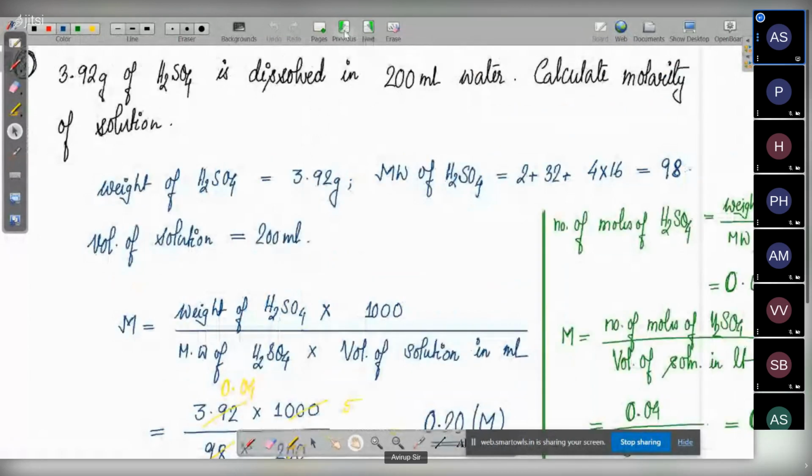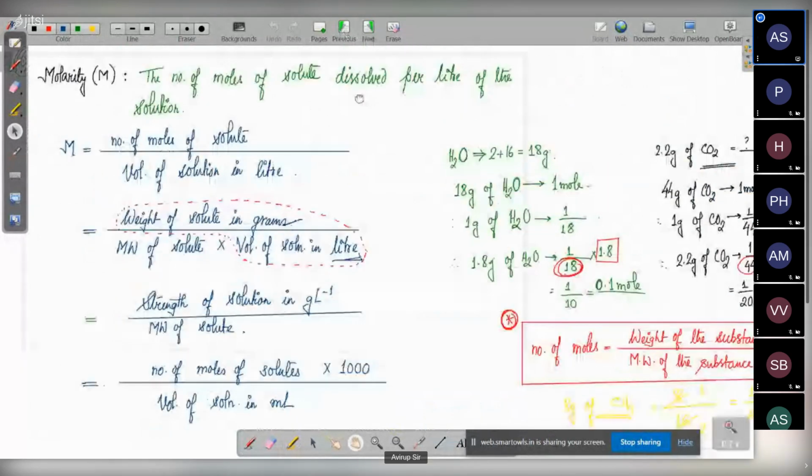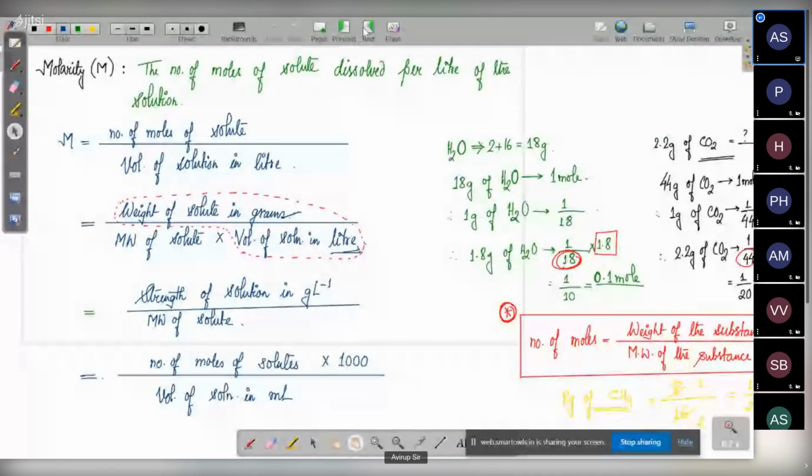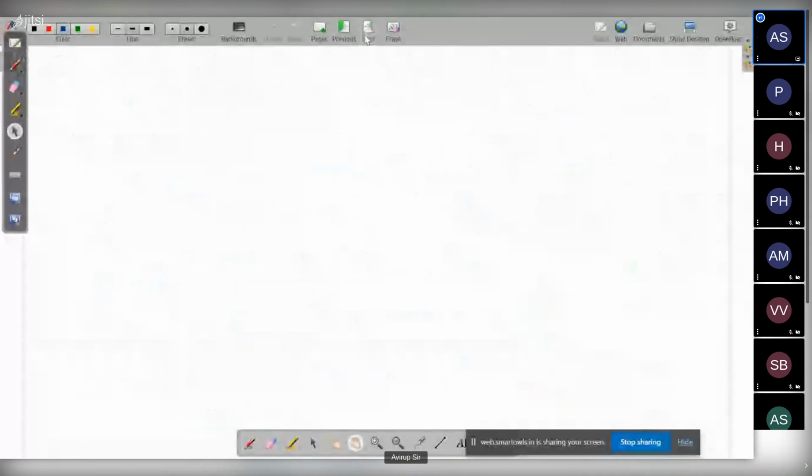The next topic is the next formula. So we have done about molarity. Now it is time for us to learn about normality. So let us see what normality is. Can anyone tell me what normality is?